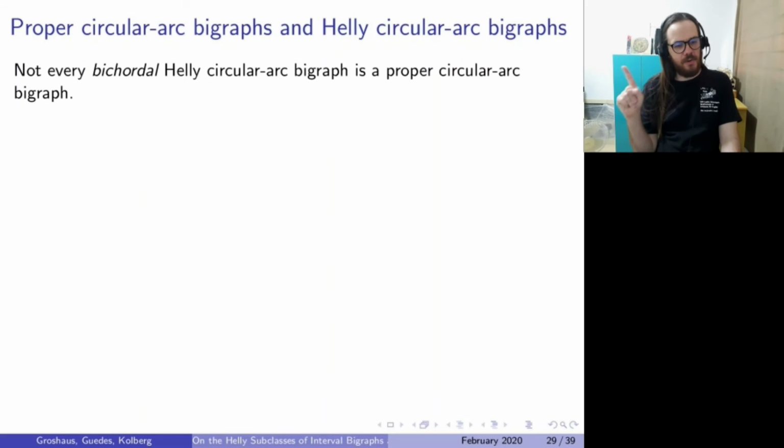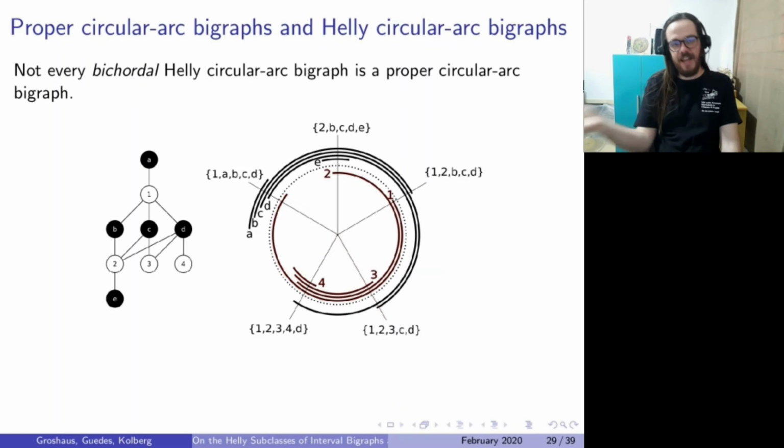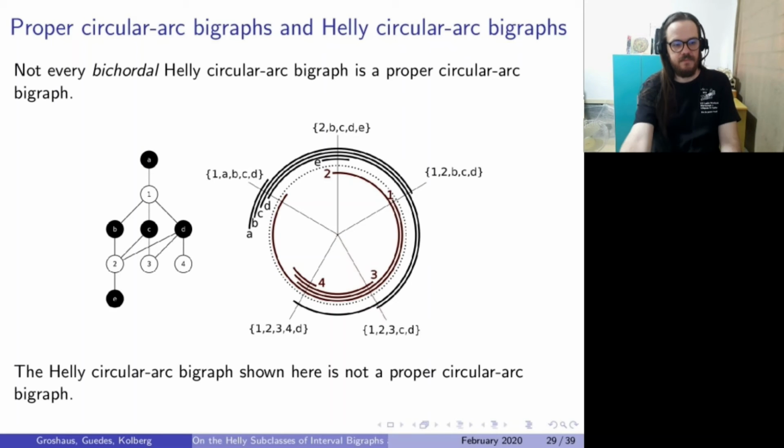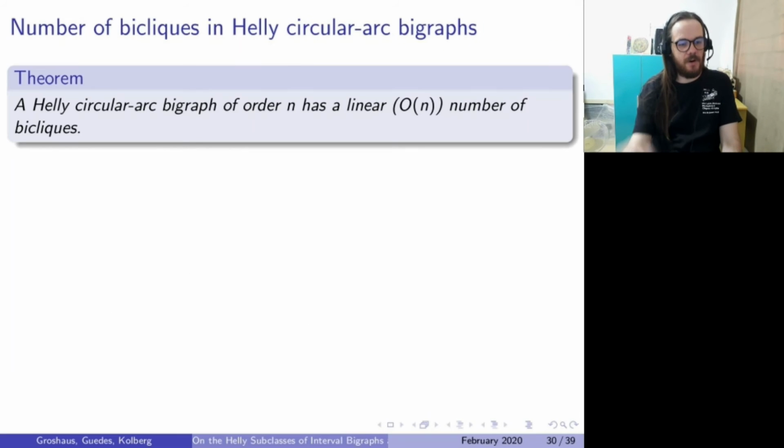It is important to note, however, that for the bichordal Helly circular arc bigraphs, the containment doesn't hold. The graph we show here is Helly, but not proper. For the last result of our paper, we show that Helly circular arc bigraphs of order n have a linear number of bicliques. The proof is separated between non-bichordal and bichordal graphs.